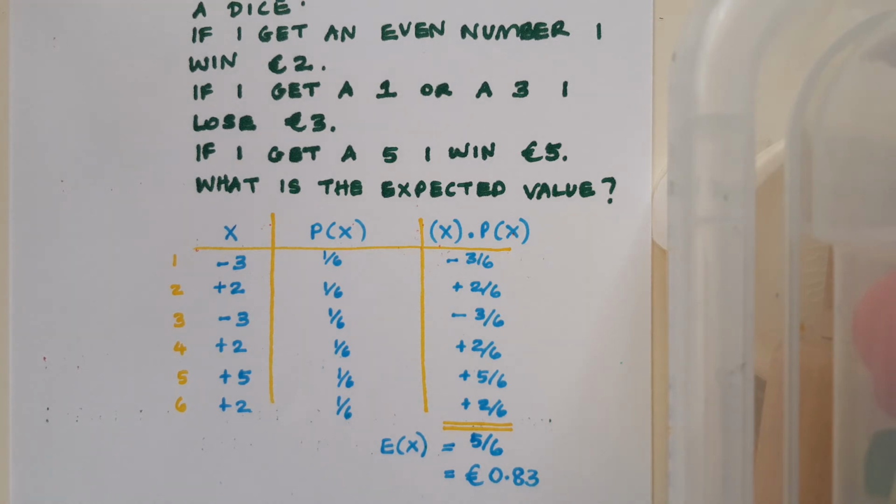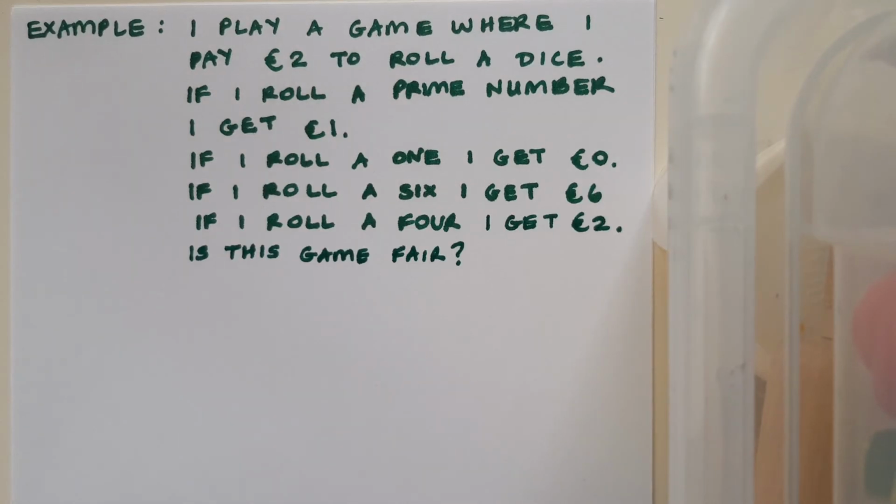The idea of winning or losing money ties into the idea of fairness, and sometimes we get asked with expected value whether a situation is fair or not. So let's look at an example now involving that. So here's our example. I play a game where I pay €2 to roll a dice. If I roll a prime number, I get €1. If I roll a 1, I get nothing. If I roll a 6, I get €6. And if I roll a 4, I get €2.